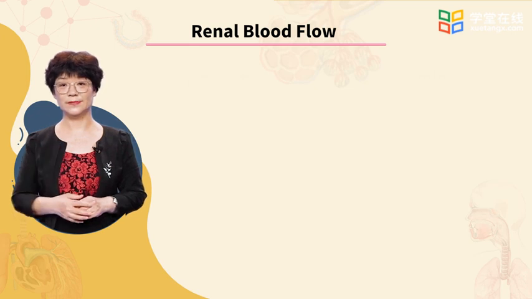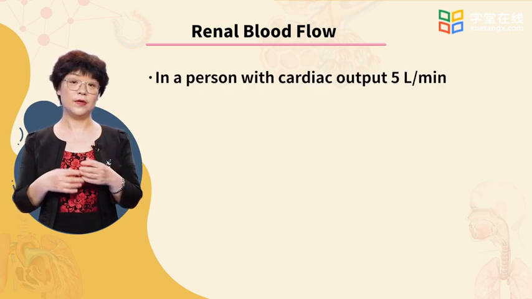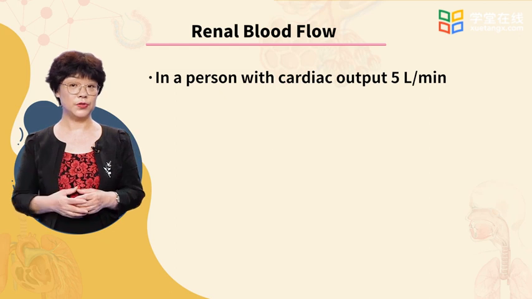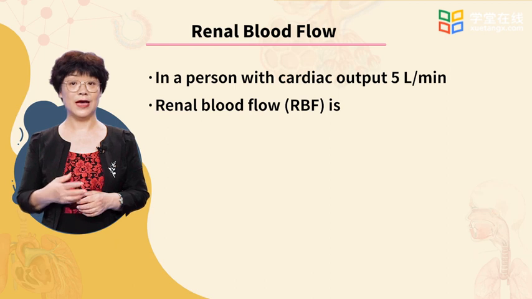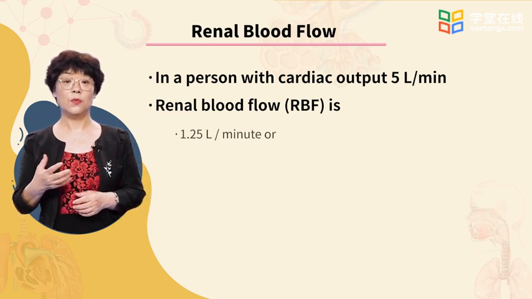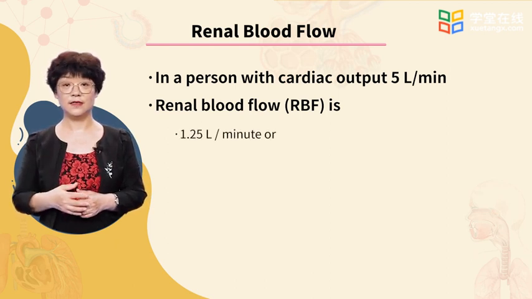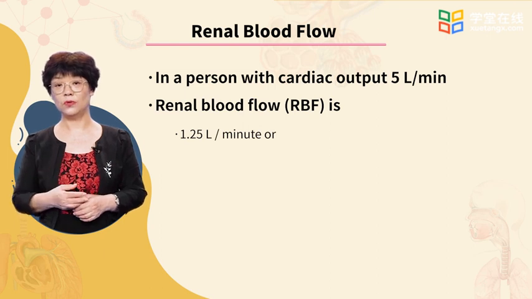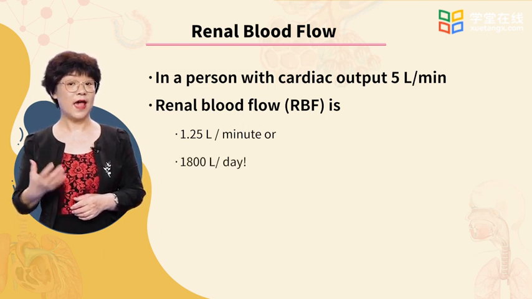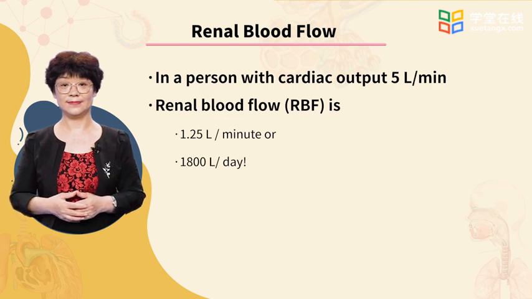The kidneys receive about 25% of cardiac output, which is among the highest of all the organ systems. Therefore, in a person with cardiac output 5 liters per minute, renal blood flow, the RBF, is 1.25 liters per minute, or 1,800 liters per day. Now let's see how the kidneys handle such a huge amount of blood.